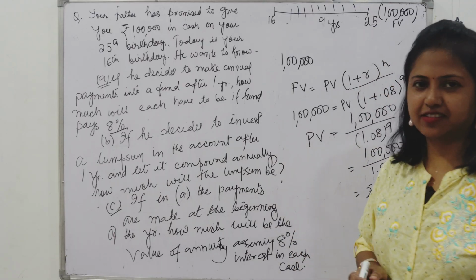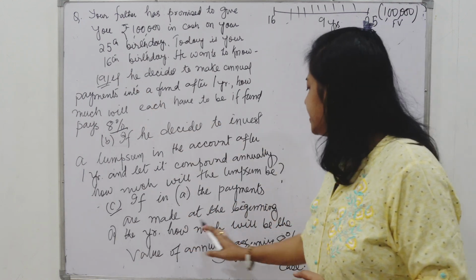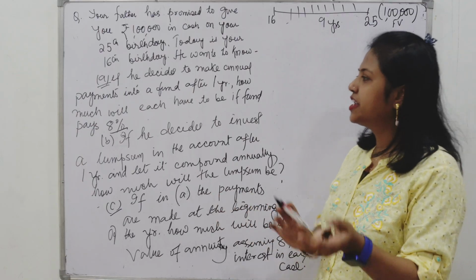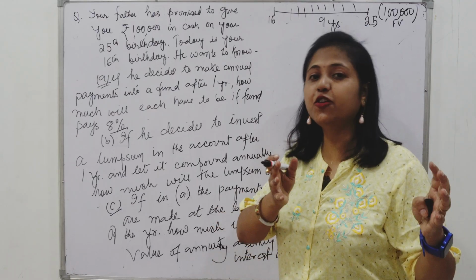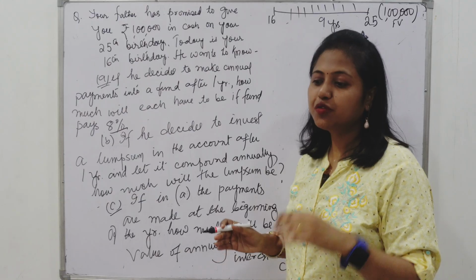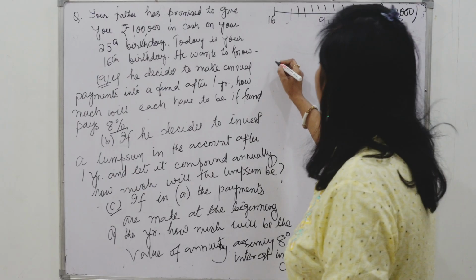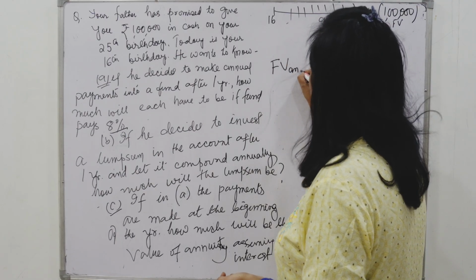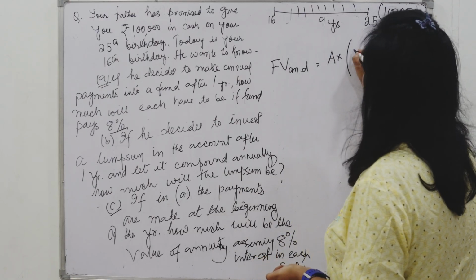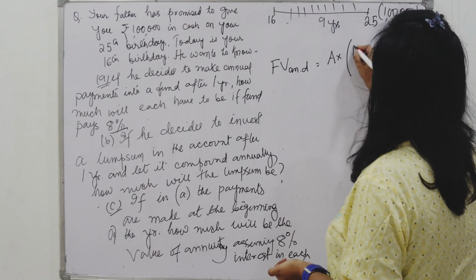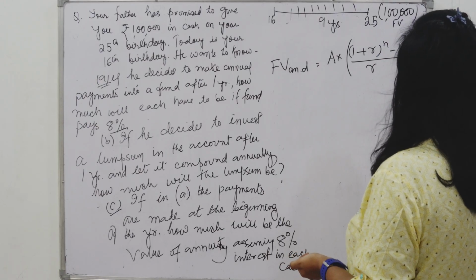Let's take up the last case. The last case is, if in A, means in this case the payments are made at the beginning of the year. So I told you, this case is a case of annuity, and here it says that the father is making the payment at the beginning of the year instead of at the end of the year. So at the beginning of the year, that means it is a case of annuity due. So let's understand what's the formula of future value of annuity due. So we have already seen, it is annuity times (1 plus r) to the power n minus 1 divided by r, and then multiply by 1 plus r.